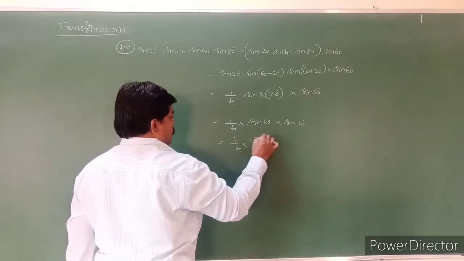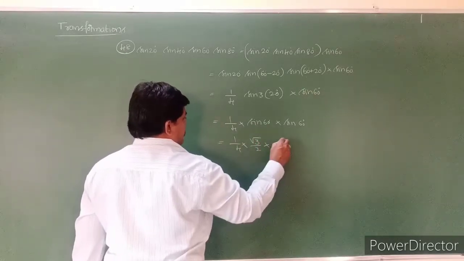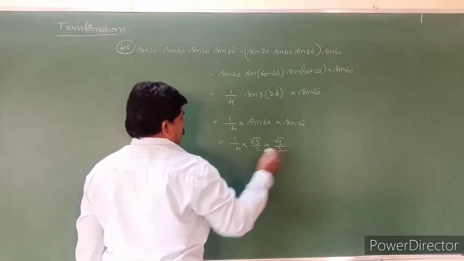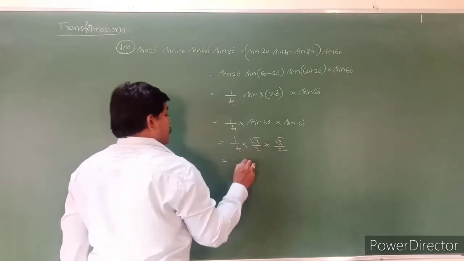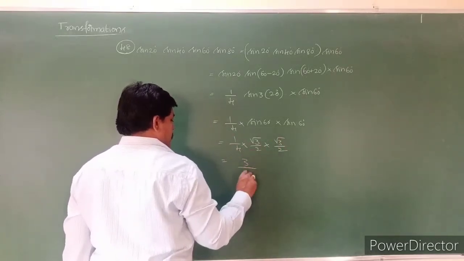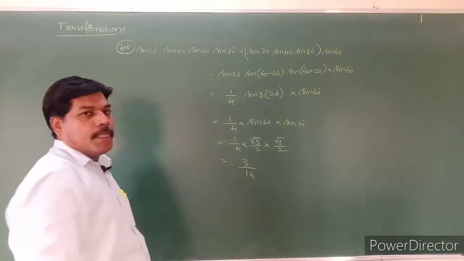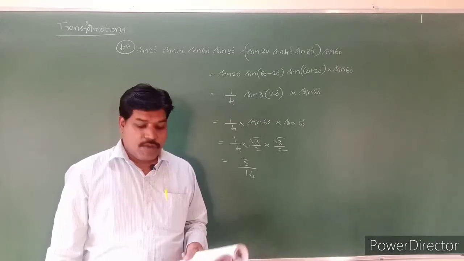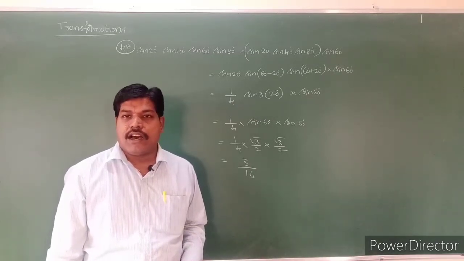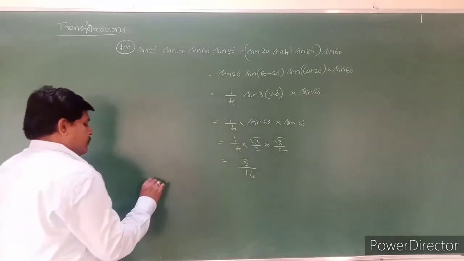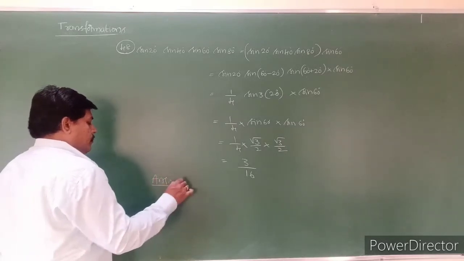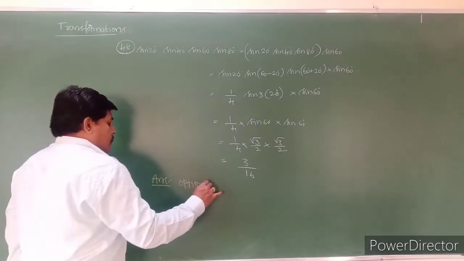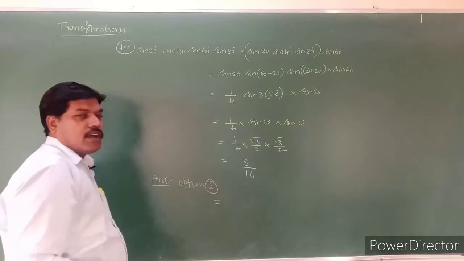Sine 60 is nothing but root 3 by 2, and another sine 60 is root 3 by 2. So what will it become? Root 3 into root 3 is 3, over 4 into 4, that is nothing but 16. So the answer is option 3. What is the answer, students? Option 3 is the answer.